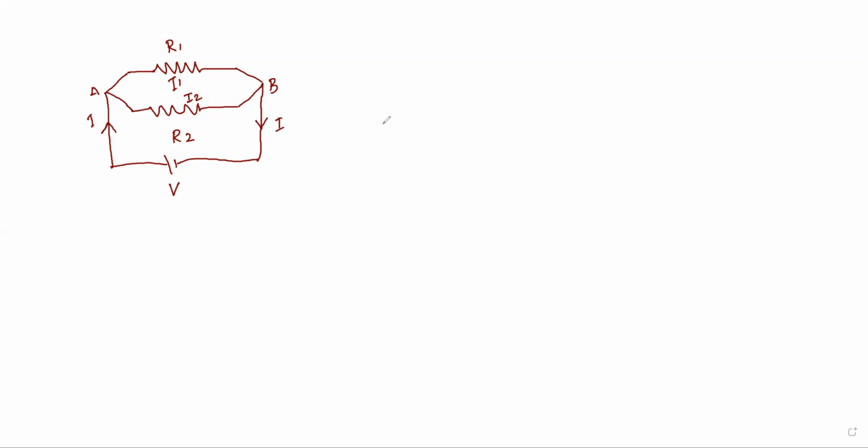Now what will be the total current? The total current I will be nothing but I1 plus I2. This is for reference purposes. And the potential difference is the same. Whereas in series, the current is the same and there are two potential differences, V1 and V2. You may get this in the question when you are asked to write the difference between the series and parallel combination of resistors.